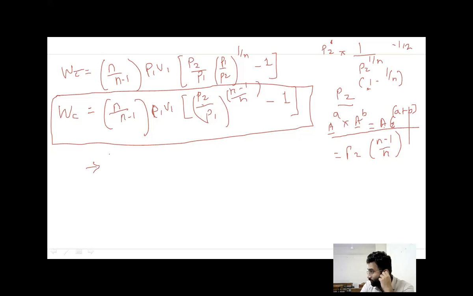What is the time? So next I give the title isothermal work. This was for the polytropic process. Next, give the title isothermal work.